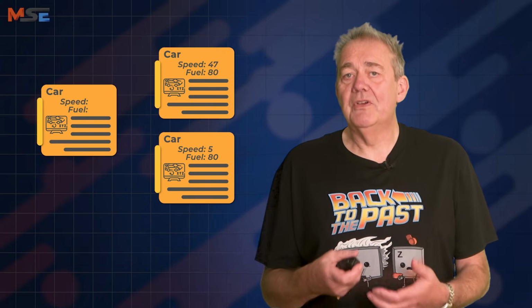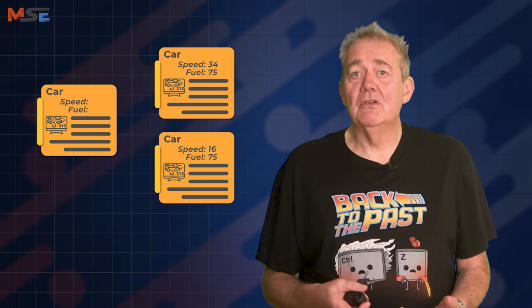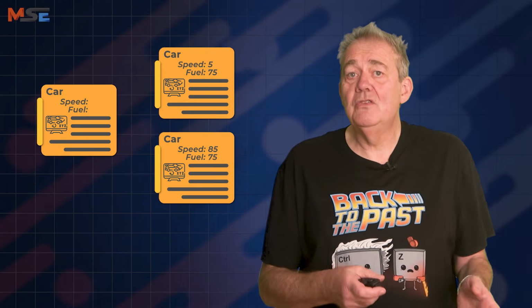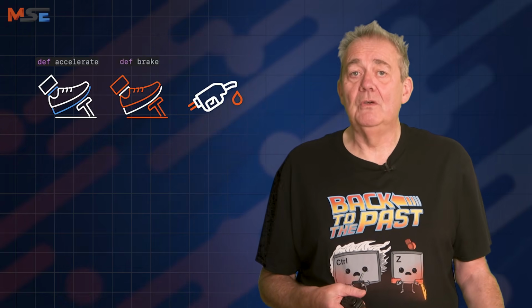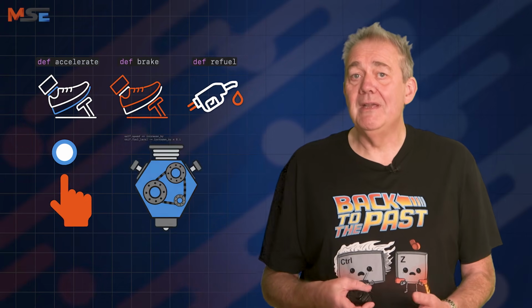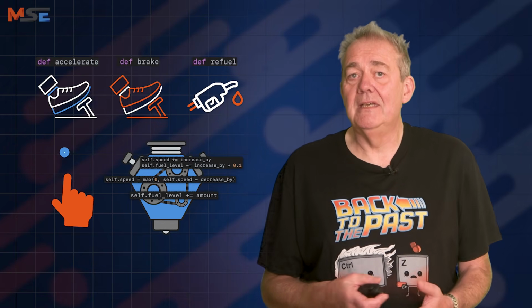In our example, the complexity of how speed and fuel usage change as a result of acceleration is hidden from the user. All the user needs to understand to make use of this car is the idea of accelerate, brake, or refuel. This means that you can interact with an object without knowing or caring about how it works internally. At least that's the idea.